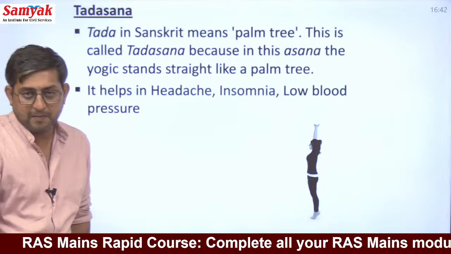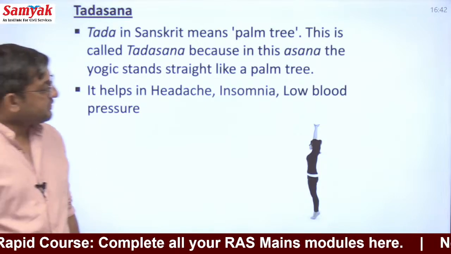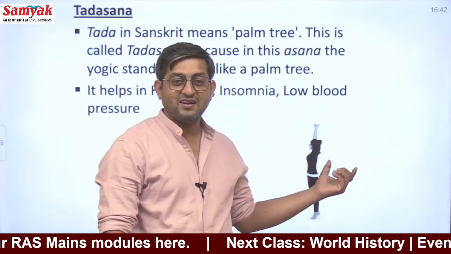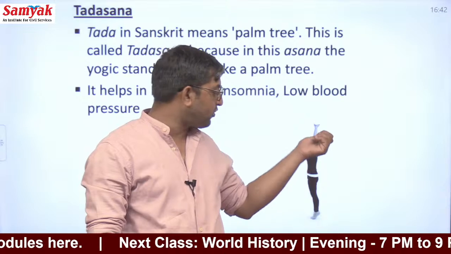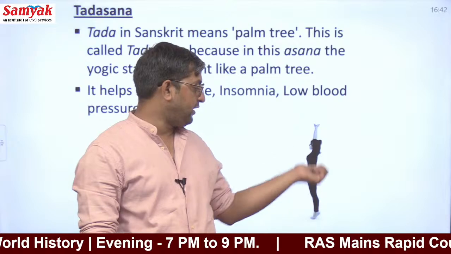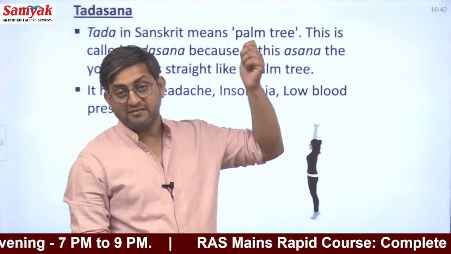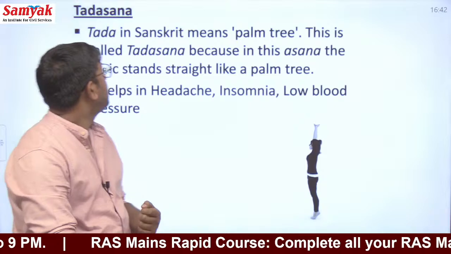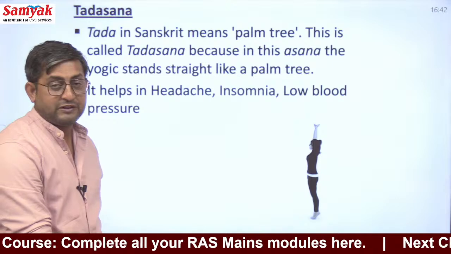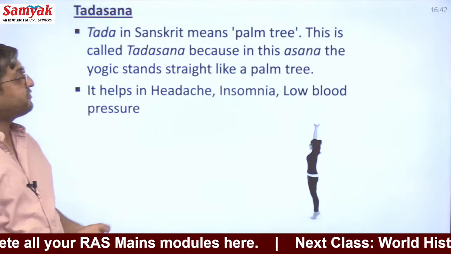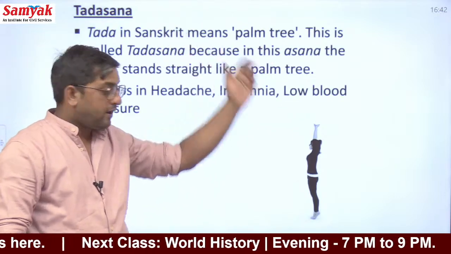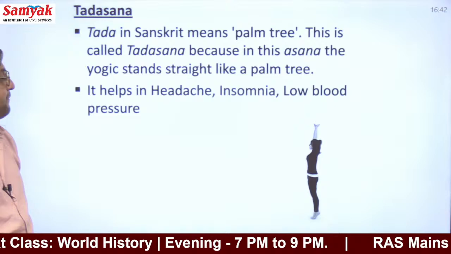Similarly, we have the Tadasana. Now what is first of all Tadasana? So in Tadasana, Tad here stands for the tree. So basically you form a tree like structure. So all of your body organs or all of your limbs will be in the same angle. So you will stand up with the hands upright above your head. So Tada in the Sanskrit means the palm tree. So it is like making yourself in the posture of the palm tree. So this is called Tadasana, because in this asana the yogi stands straight like a palm tree. This way your hands up and all of your limbs in the same angle.